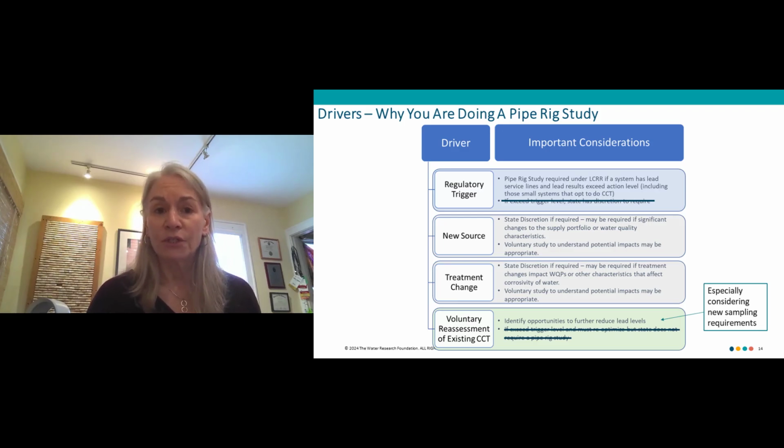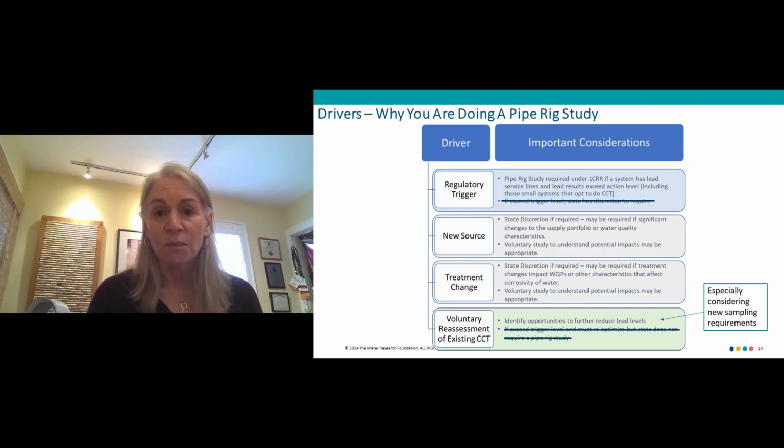One would be a regulatory trigger, if you're actually triggered through the LCRR into doing a study. The other ones are more often voluntary, such as introducing a new source of supply. Now, it says up to the states. The states do have discretion to require a pipe rig study if you're introducing a new source, based on the complexity or the types of changes. And we're going to talk through some of those changes that you should consider.